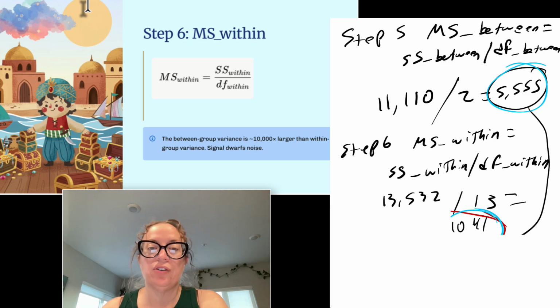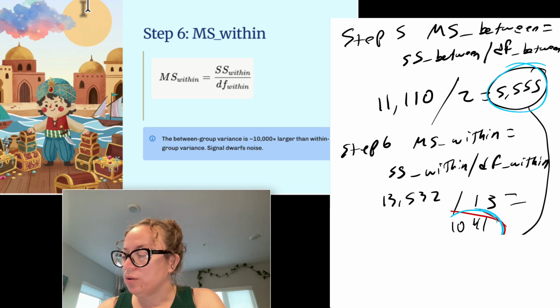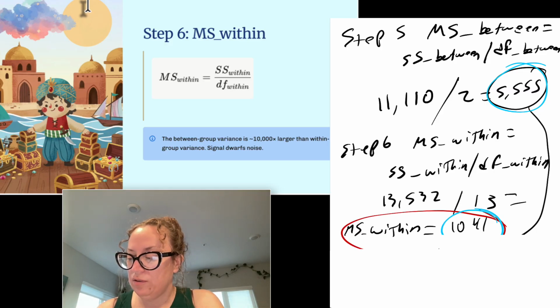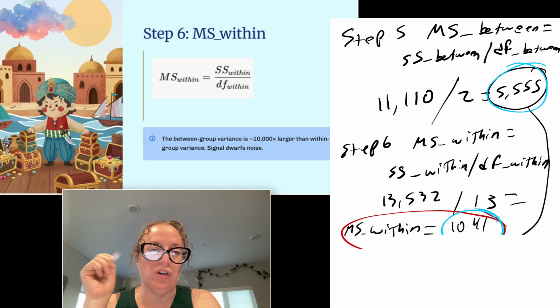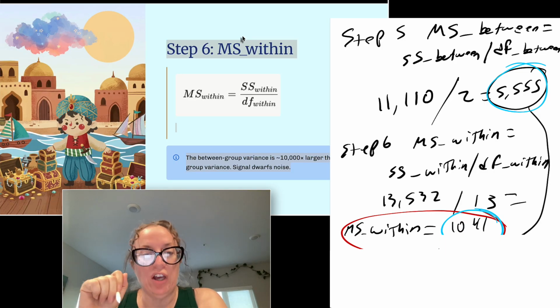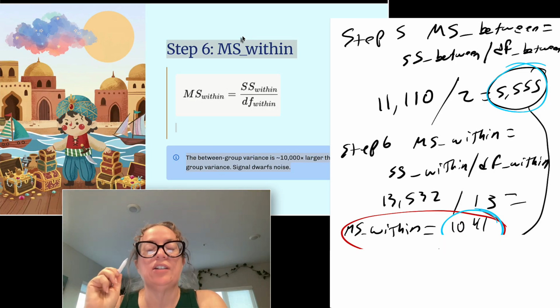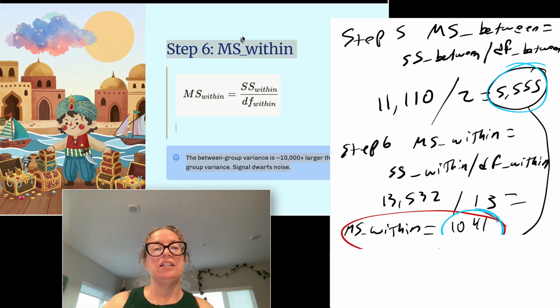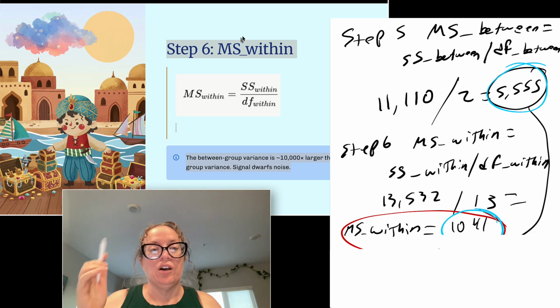13,532 divided by 13 is 1,041. So that is your MS within. Okay, your MS within is 1,041. This is the denominator of your F ratio, the one that goes on the bottom. It represents the average amount of variability that you would expect to see within groups just from random noise. Okay, that is the noise number.